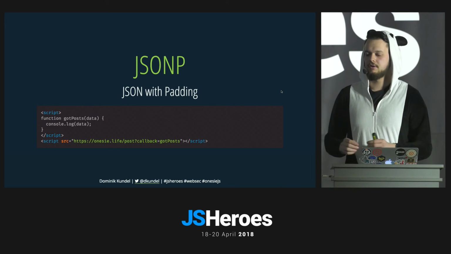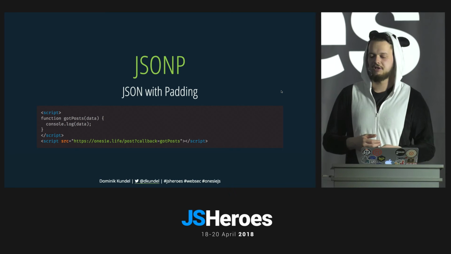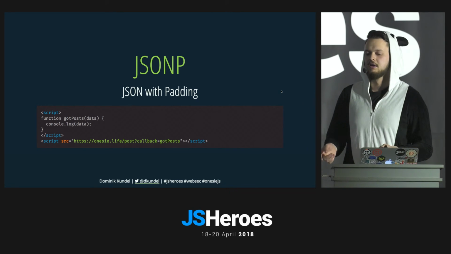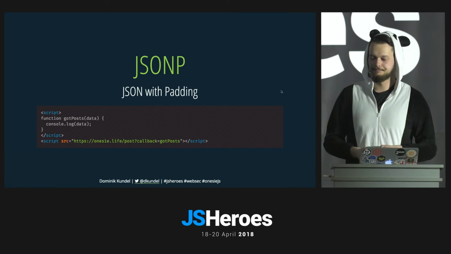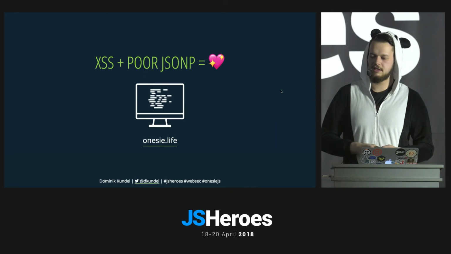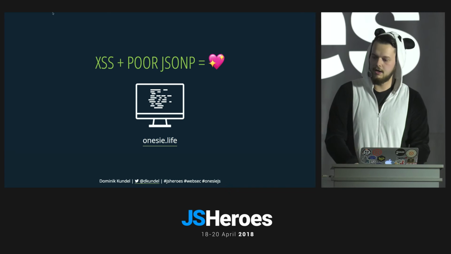And what the script URL would do is it would grab the callback parameter, or it could have different names, take that name and wrap the data into a function call for that. So this sort of acts like a callback then. Problem though is if you implement this poorly and you have an XSS vulnerability, now we're getting to fun things.